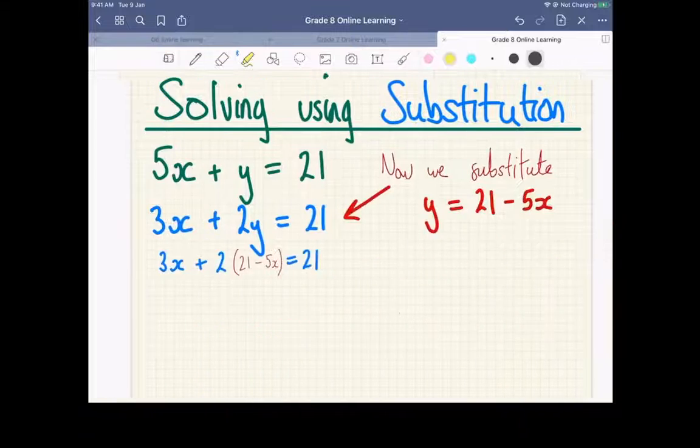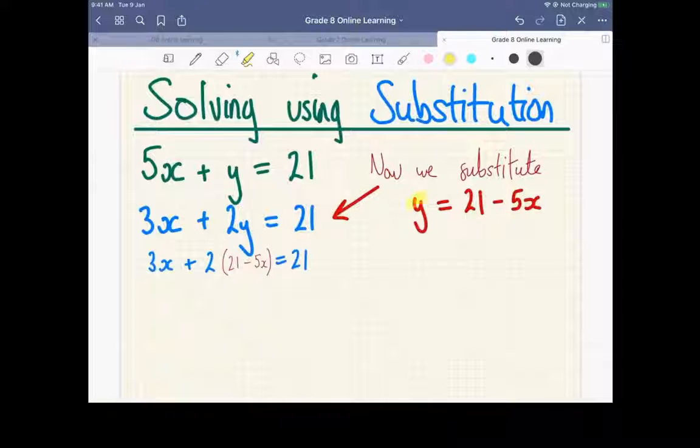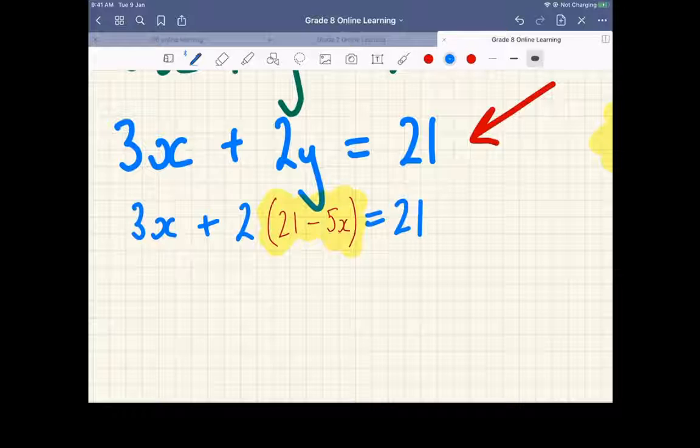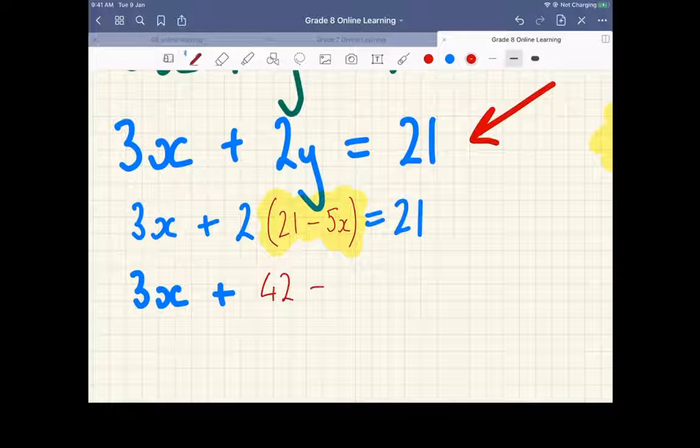Once you've got this equation, anytime we see y, we can just put this in instead. And that looks something like this. We take the y here, which we now know is equal to 21 minus 5x, and we just put in the 21 minus 5x. So the y is no longer there, we only have x's. What we can see, if we just zoom in on this here, is now we can expand. We keep the 3x the same, but we need to expand the bracket. So we get 42 minus 10x.